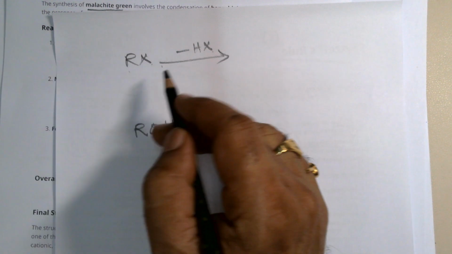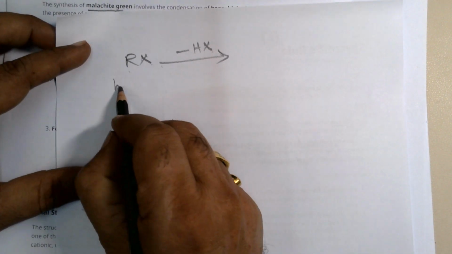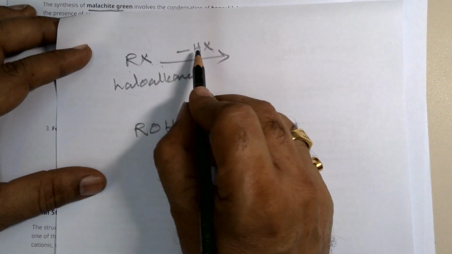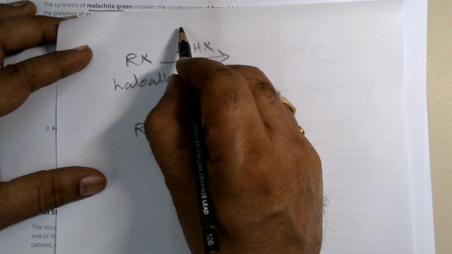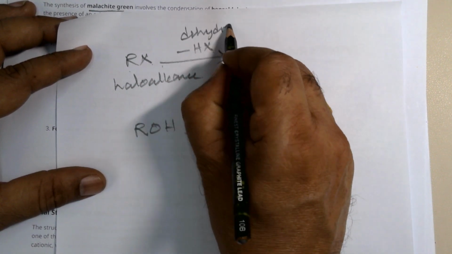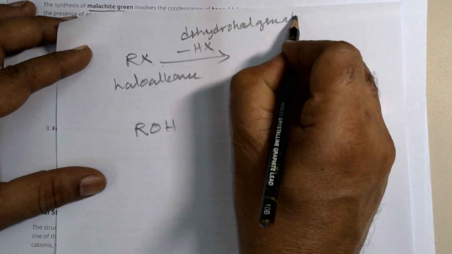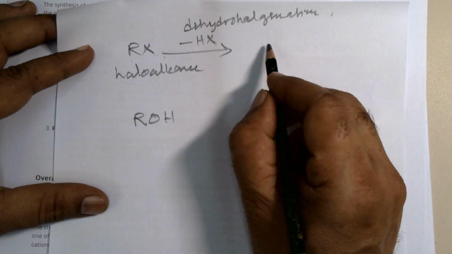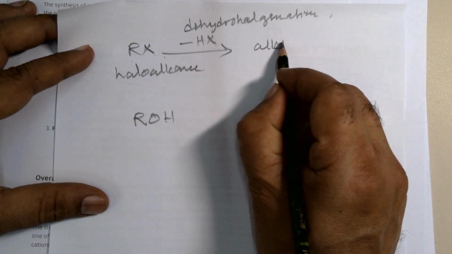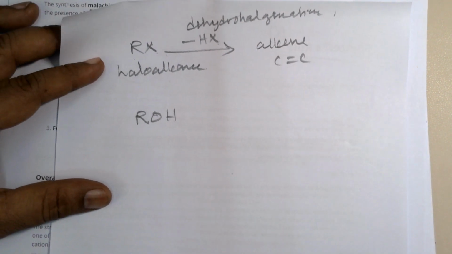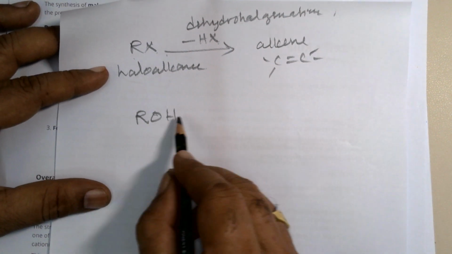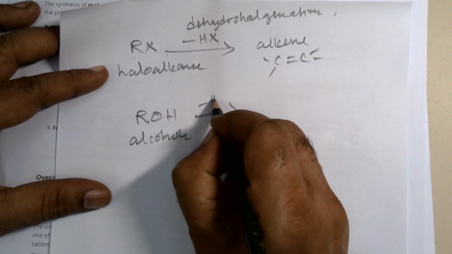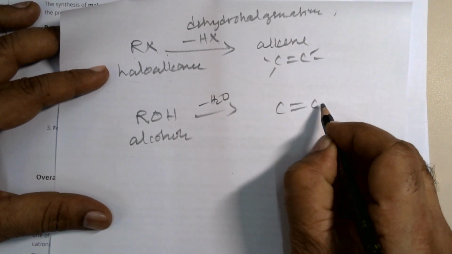Are you able to remember this? So what is this? Write down, haloalkane. And what is this? This is hydrogen halide. So removal of HX means dehydrohalogenation. So this is nothing but, from an alkyl halide, HX is removed and thereby you are able to get an alkene, that is having a double bond. So this is a compound we are able to get. From alcohol, by removing H2O you are able to get alkene like this.